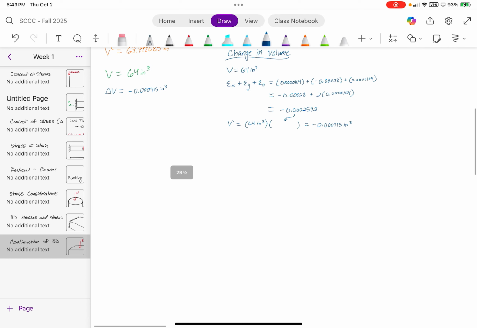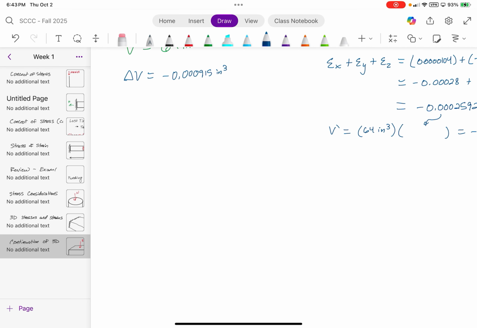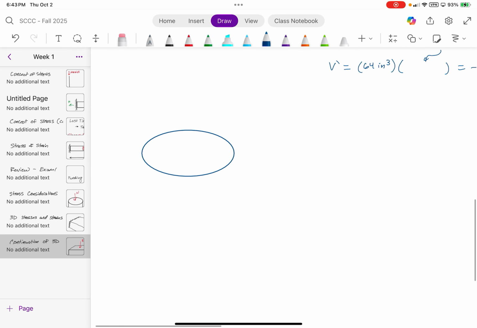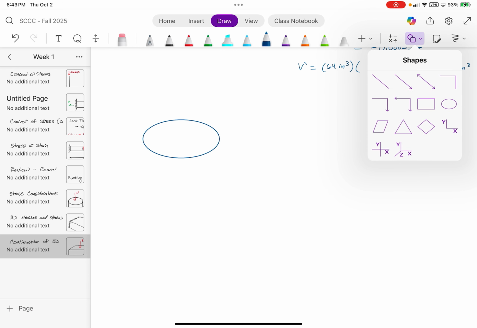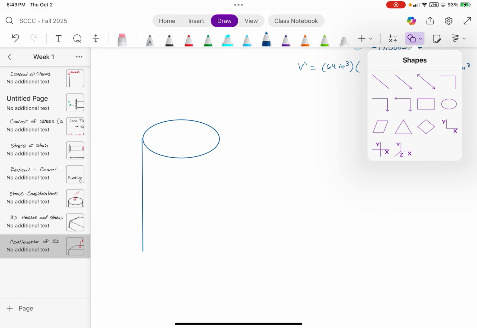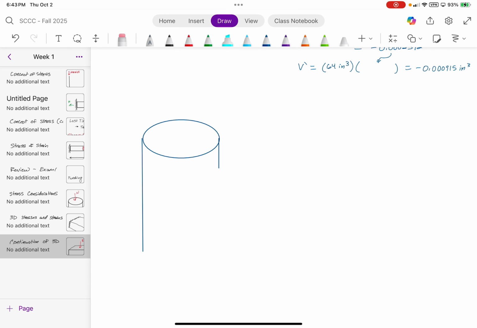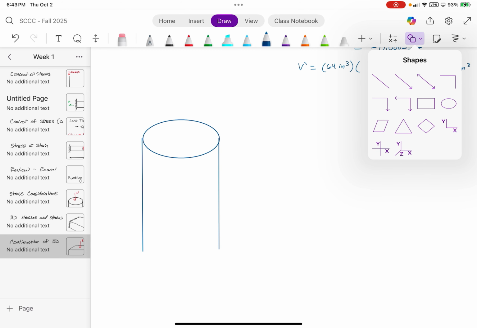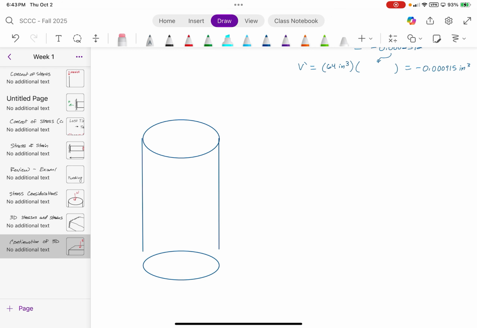Now let's do another quick example. And this time it's a cylinder. I'm awful at sketching, so please don't mind my atrocious artwork. This is why I did not become an architect.